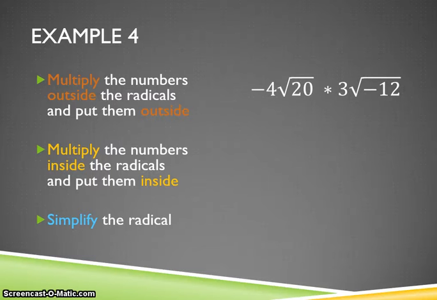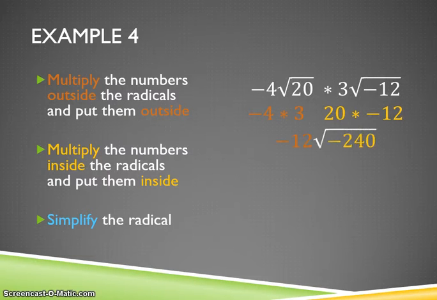Finally, we have negative 4 times the square root of 20 times 3 square root of negative 12. Again, multiply the outsides and the insides. We get negative 12 square root of negative 240. Again, we're going to simplify the radical like normal, so we've got to take an i out so that we can actually take the square root of 240. So now we have negative 12i square root of 240.